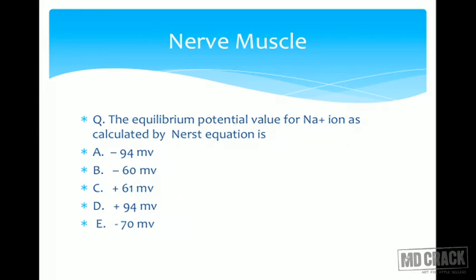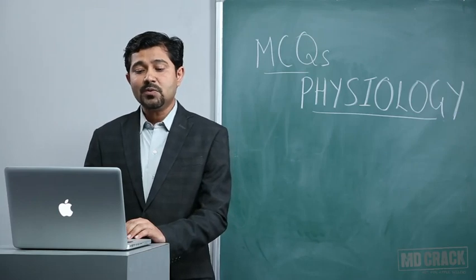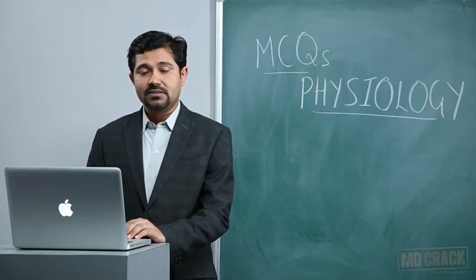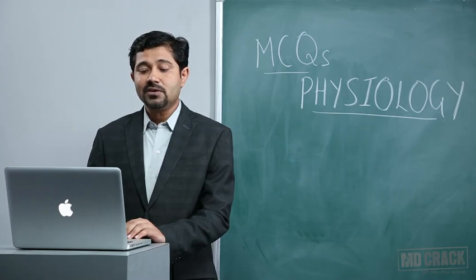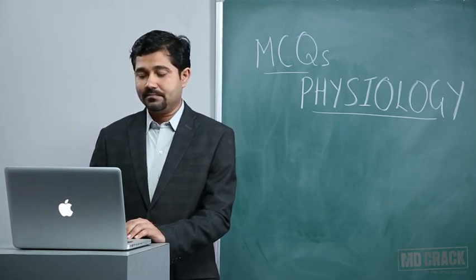The equilibrium potential value for the sodium ion as calculated by the Nernst equation is: these are the equilibrium potential values for the different ions, mainly the sodium ion, potassium ion, and chloride ion, which you should know. So what's your correct answer here? The correct answer is plus 61 millivolt. Remember that if the sodium ion is given a chance, it will try to take the membrane potential to plus 61 millivolt. Minus 94 millivolt is the equilibrium potential value for the potassium ion, whereas minus 70 millivolt is the equilibrium potential value for the chloride ion.